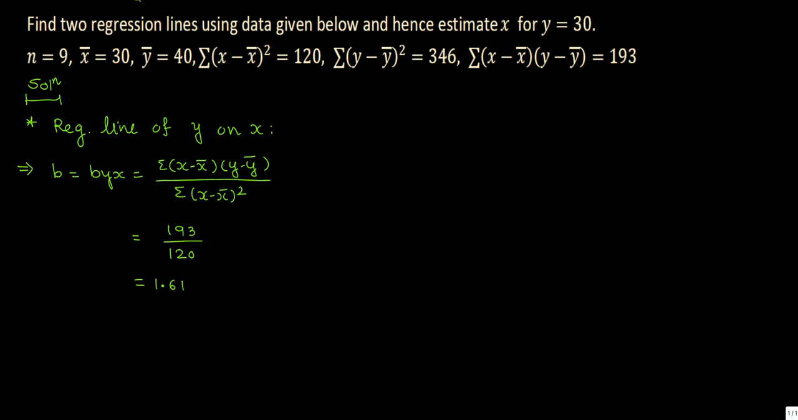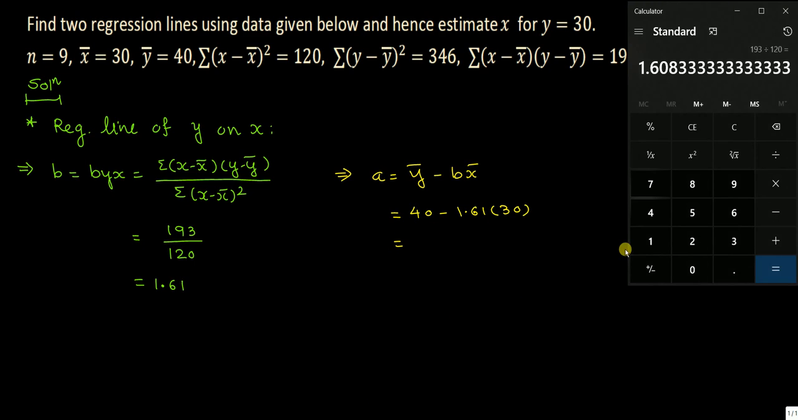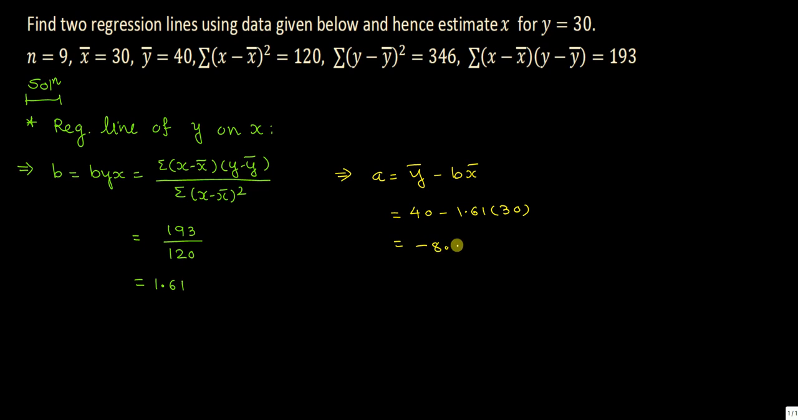After finding b, find out a. A is equal to y bar minus b x bar. That is 40 minus 1.61 multiplied by 30, which gives 48.3. So 40 minus 48.3 gives minus 8.3, which is the value of a.